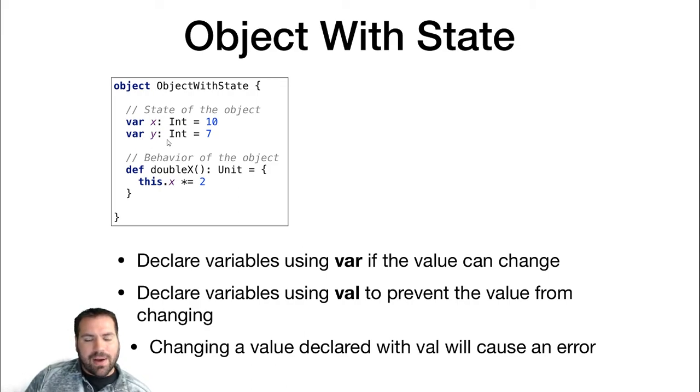object. If I said val y of type Int equals 7, y is always going to be 7. And it's still technically part of the state of the object, but it's not a state that can be changed. So we can use val and var to distinguish between state that can change and state that can never change.